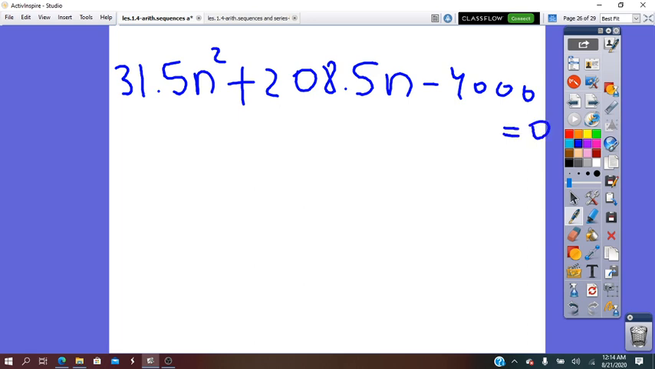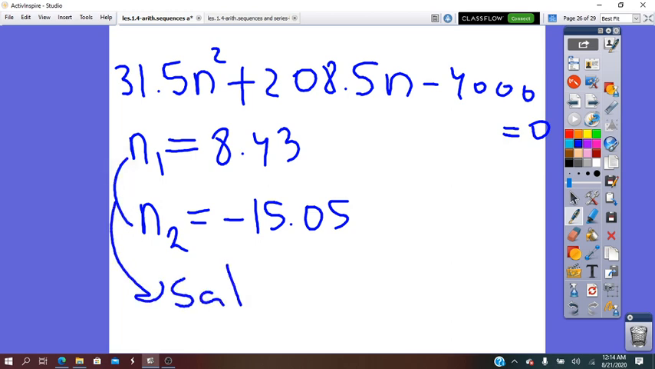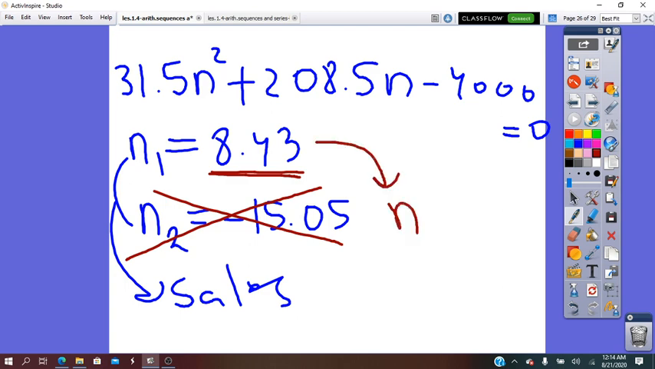To solve this equation, you can do it on the calculator or you can use the quadratic formula, but at the end, you will find two values for n. It will be n1 equals 8.43 and n2 equals negative 15.05. Keep it in your mind that the n represents the sales. And the sales cannot be negative, which means we cannot work with the second solution. At the same time, the sales cannot be a decimal number. So from here n, we will round it up. It will be 9 sales.